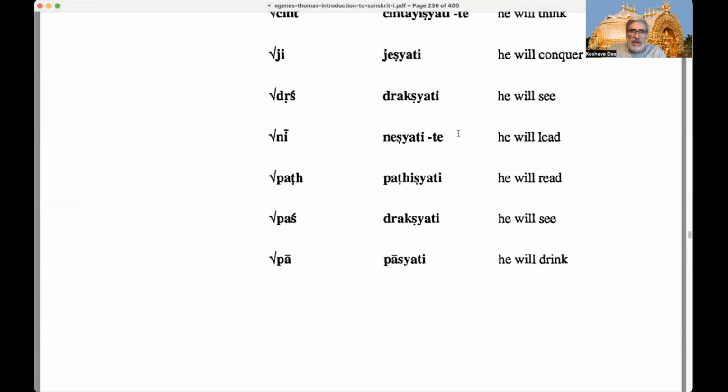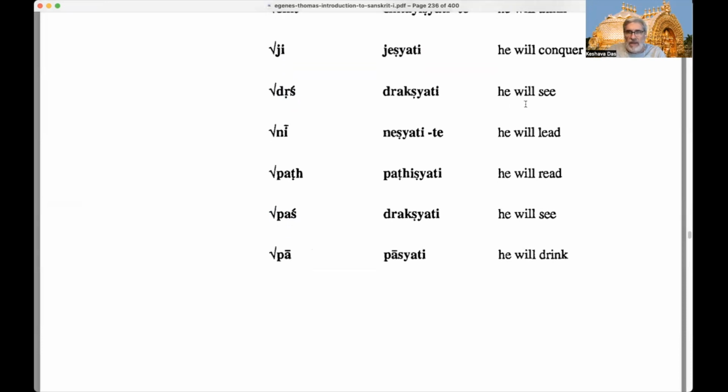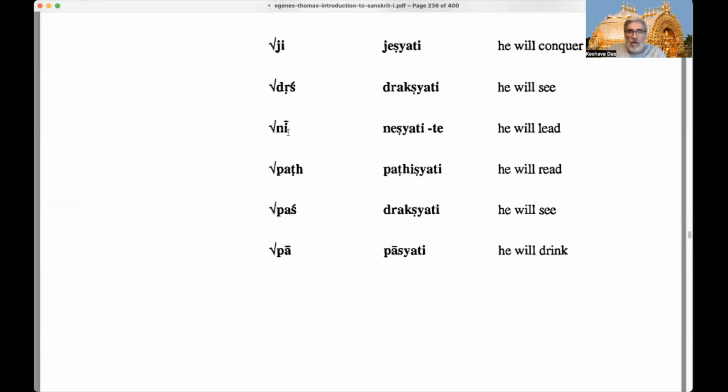Okay. So now we have drakshati, meaning he will see. Now we have ni, long I. The I becomes e by guna, so it's ne, and then we add sya again. The dental s here by internal sandhi becomes a cerebral s, so it's neshyati. This is also like chint. It's also an ubhayapada verb, so you can add active and you can add middle endings to it. So it's not only neshyati, but it's also neshyate. And they both mean he will lead.